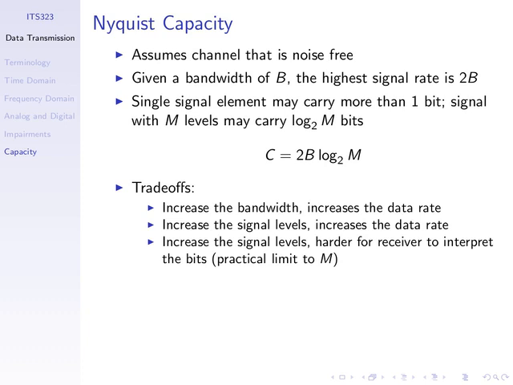So we'd send two signal elements. Each one of these, this is called a signal element. This is another signal element, one level. Except this signal element represents two bits. This signal element represents two bits. This signal element would represent three bits.